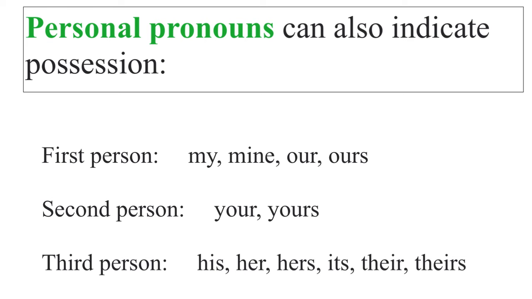You can turn all of those personal pronouns into possessive pronouns too. So instead of I, it's my. Or instead of you, it's your, or instead of he, it's his. So first person would be my, mine, our, and ours. Second person, your and yours. And third person, his, her, hers, its, their, and theirs.